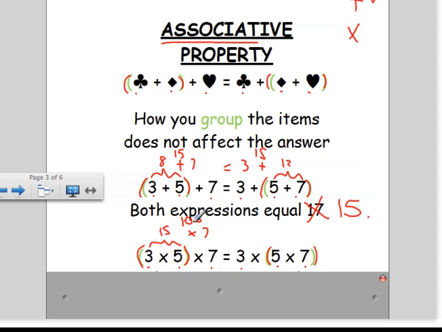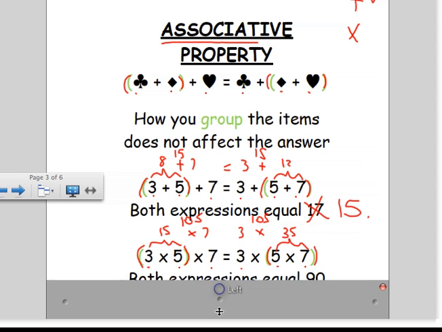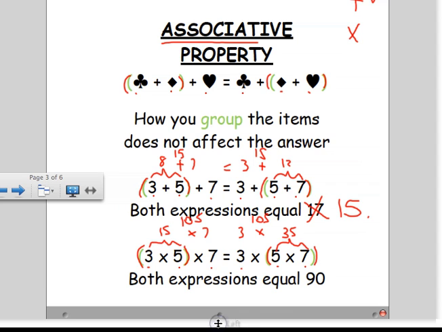105. On the right side, if I have 5 times 7, that equals 35. And then 3 times 35 also equals 105. So you can see how I grouped them didn't affect the answer. Both expressions equaled 105. Again, there was a mistake on my poster. It should have said 105.